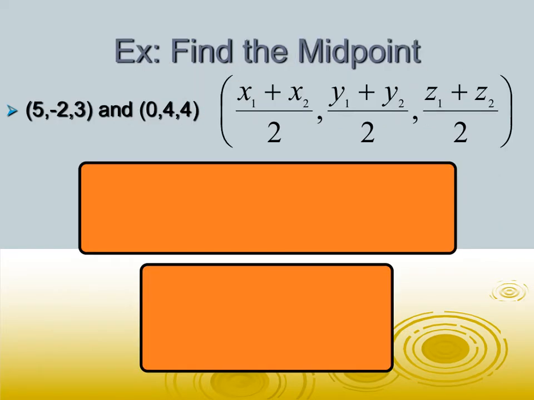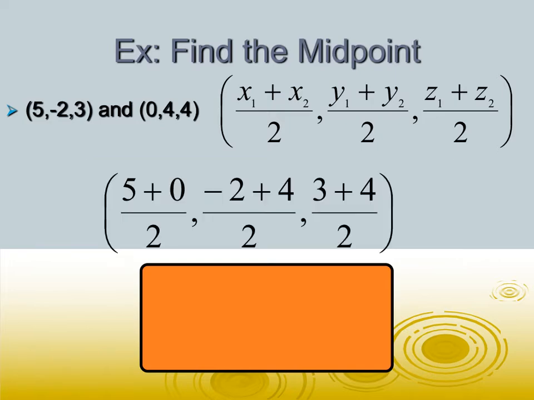For our example here, we're going to find the midpoint between the points (5, -2, 3) and (0, 4, 4). Again, notice we're going to be adding together our coordinates and then dividing by 2 so we can average that distance. When I plug my values into the formula, we have (5 + 0)/2, (-2 + 4)/2, and (3 + 4)/2.